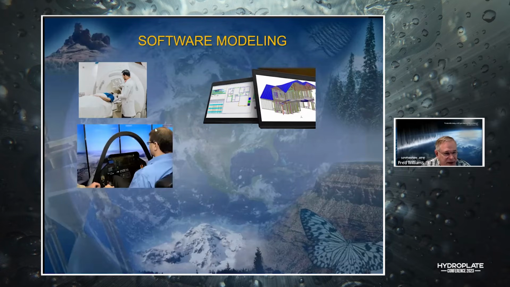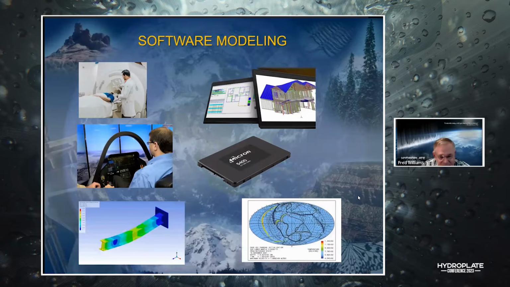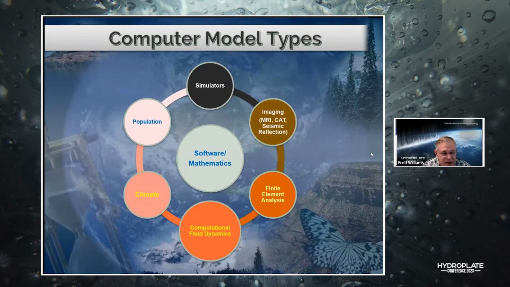They use software modeling. You can consider a flight simulator a type of software model. At Micron, where I work, I was the team lead for 3 years of roughly 7 to 10 engineers, and we modeled the NAND that operates inside of this solid state drive. You have finite element analysis, and then you have things like John Baumgartner's Terra model. These are what we're going to talk about. Computer model types at the core of all of these models are simulators, population models, climate models, computational fluid dynamics. At the core is the software and the mathematics.